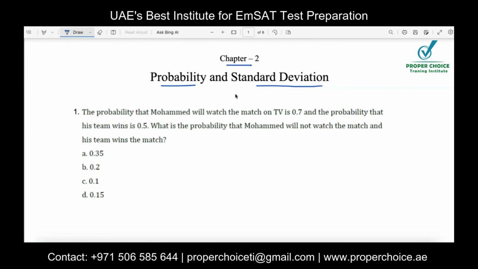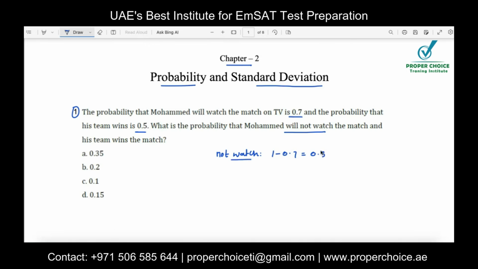So let's start with the first question here of probability. That is, the probability that Muhammad will watch the match on TV is 0.7 and the probability that his team wins is 0.5. What is the probability that Mohammed will not watch the match and his team wins the match? Now, the probability of watching the TV is 0.7, then the probability of not watching the TV, what will that be? That is going to be 0.3, which can also be said as 1 minus 0.7, which gives us 0.3.